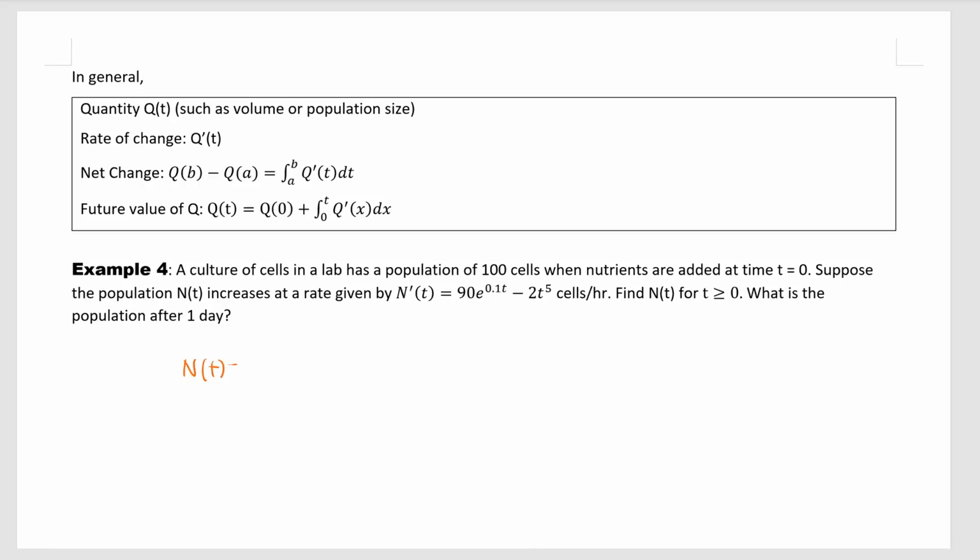So N of t is the integral of N prime of t dt, right? And so it's the integral of 90 e to the 0.1 t minus 2 t to the 5th dt.